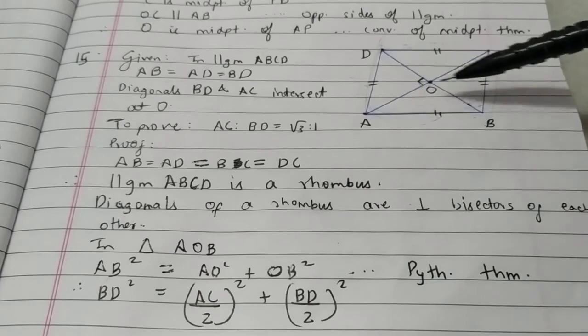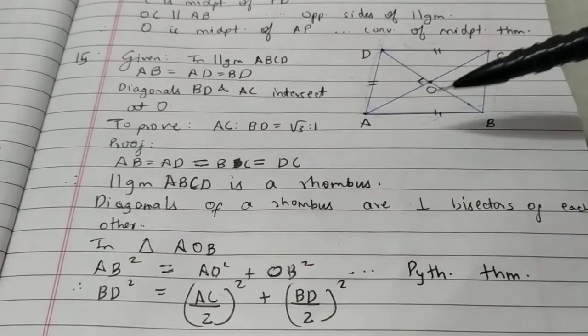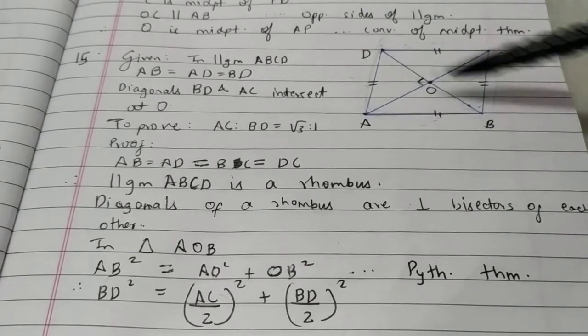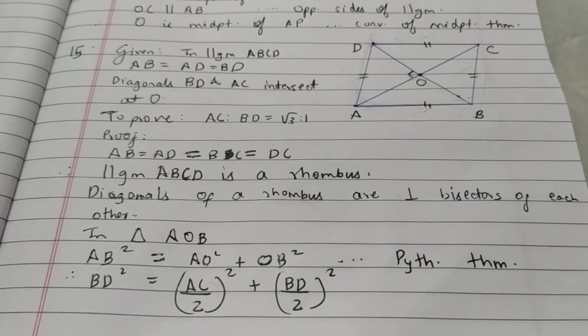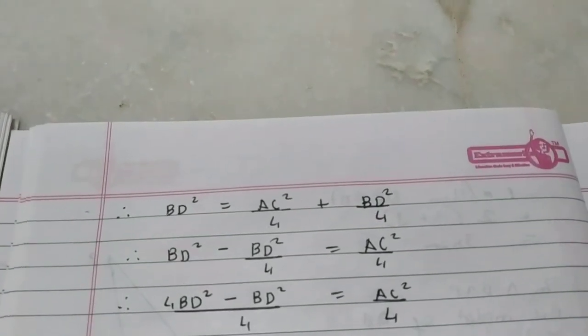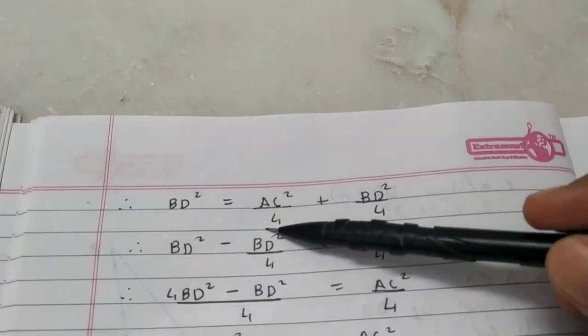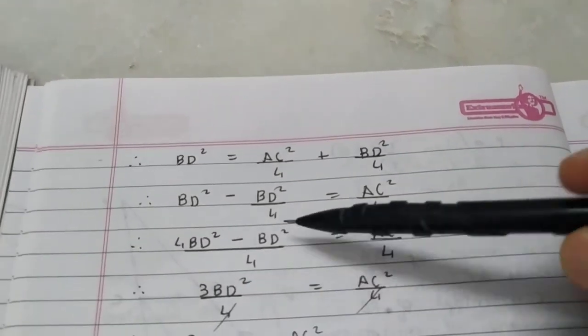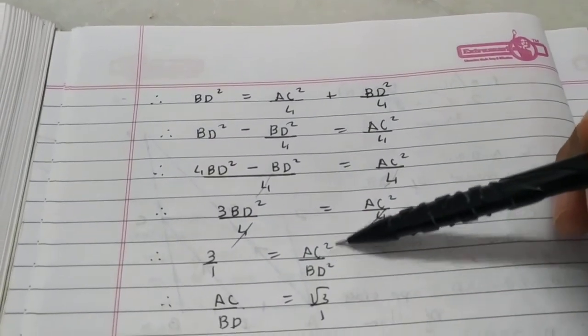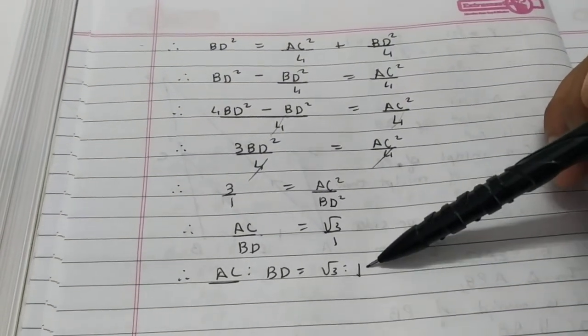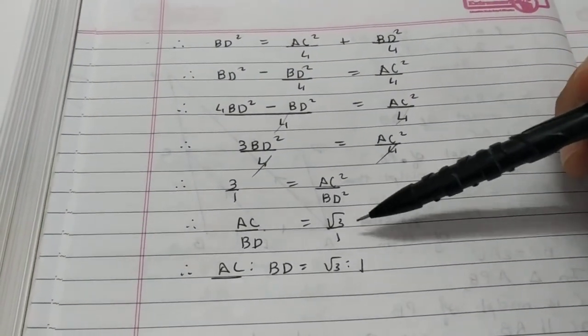AO is half of AC, so I will write that. And OB is half of BD, so write that. And now this is simple algebra. To solve them further, squaring all the sides, taking the like terms together, taking out the LCM, 4 and 4 denominator disappears, take the square root and we get the final ratio. Make sure you don't leave the answer as a fraction but as a ratio.